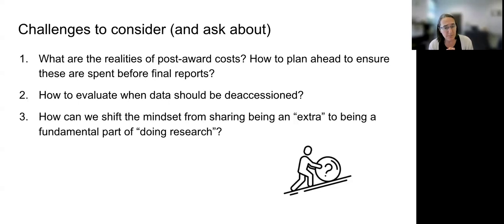So we talked some about how we accommodate costs that might be incurred after an award closes out. As we know, many funding agencies don't allow these in a budget item. So how often are those happening? How are people covering them right now? How might we as support specialists, or how might you as researchers, plan ahead to ensure that you have the money to cover those, even if those costs aren't being incurred at the time of the project?